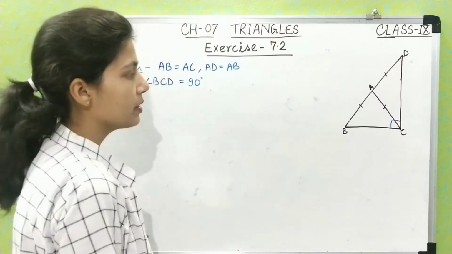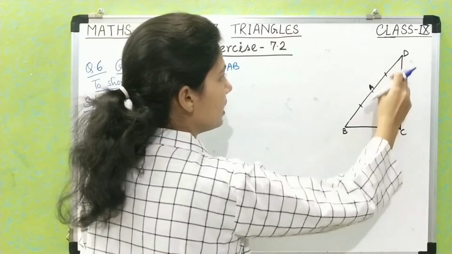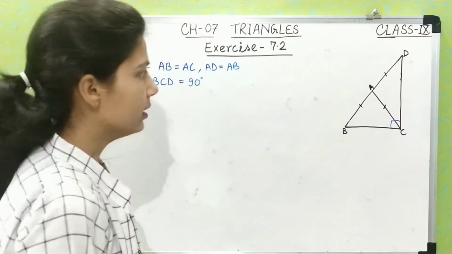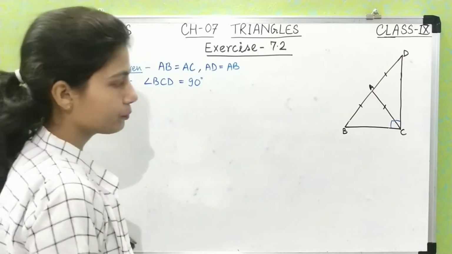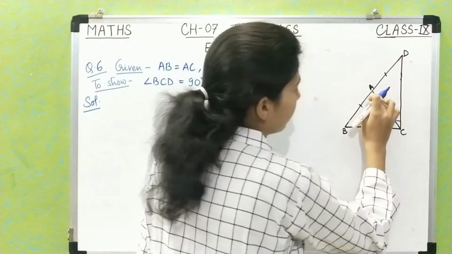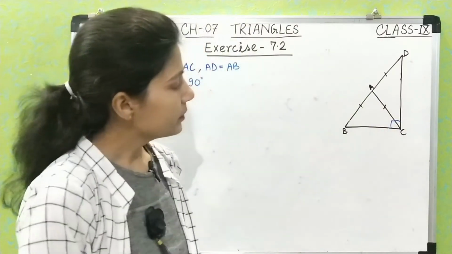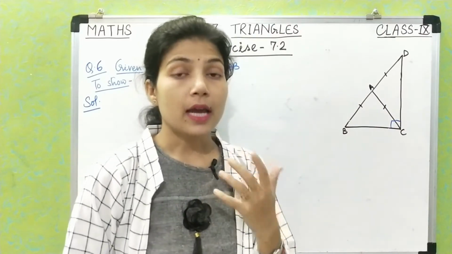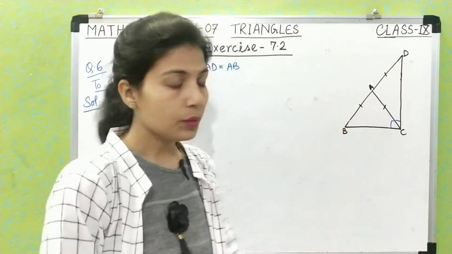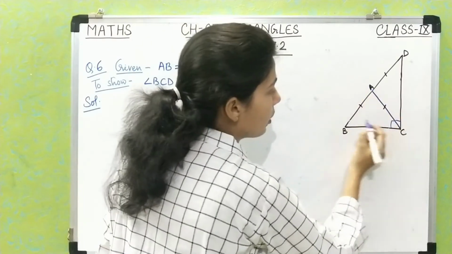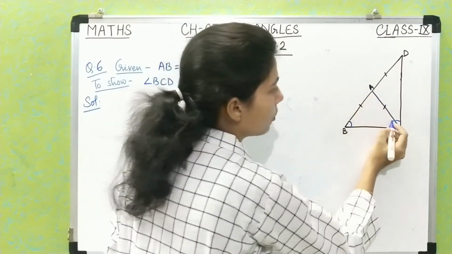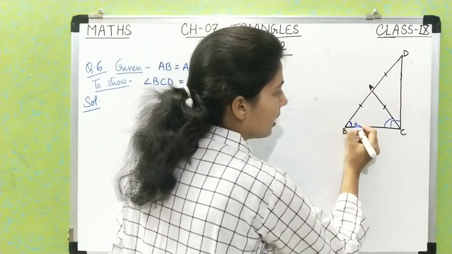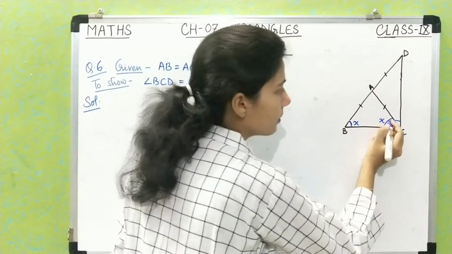So what we have to show in this question is that BCD is a right angle, meaning this angle measures 90 degrees. Okay, so see here, since in triangle ABC the sides AB and AC are equal, the angles opposite to these sides will also be equal. Suppose we take this angle as x, so this will also be x.